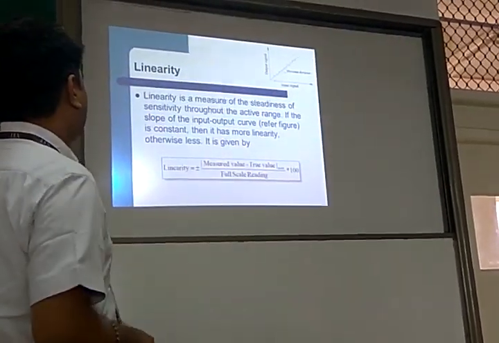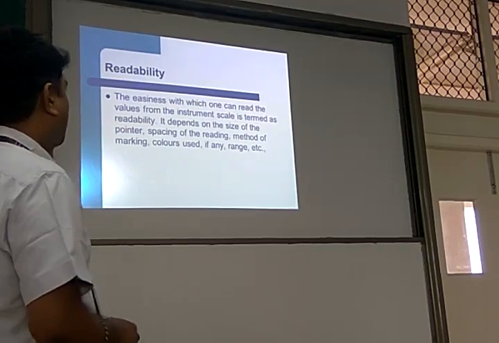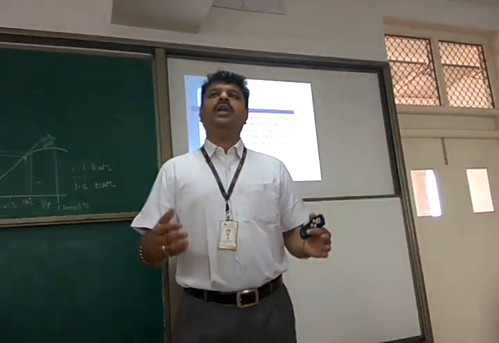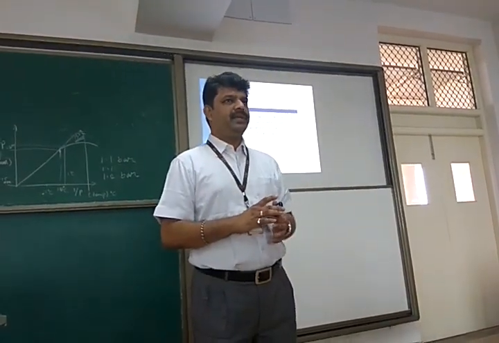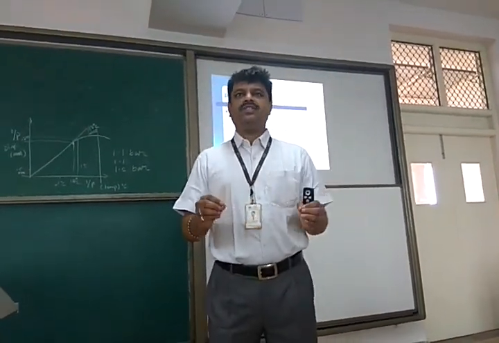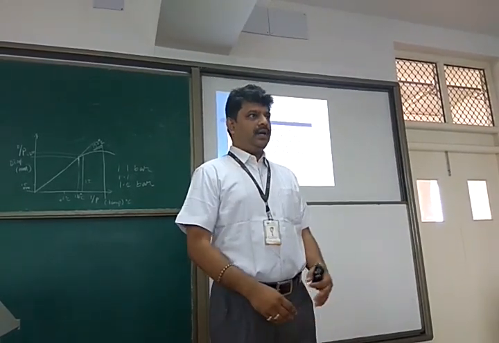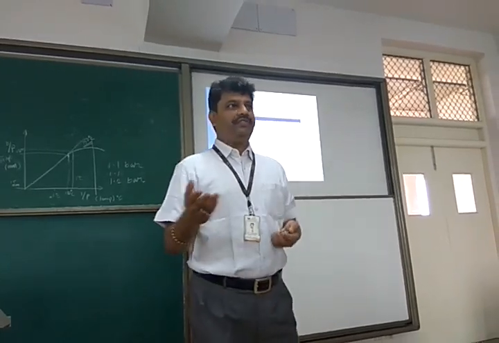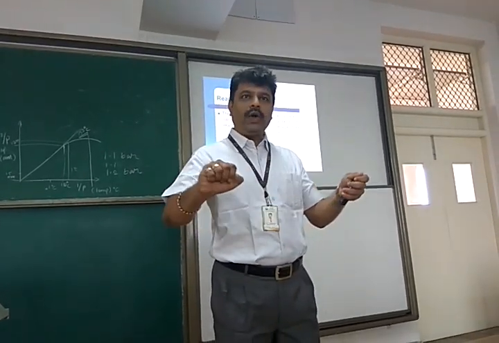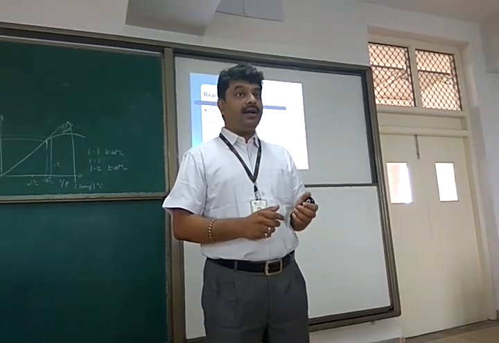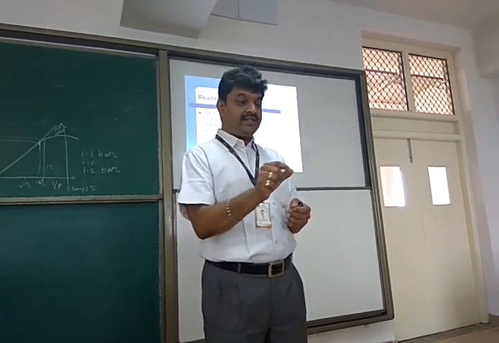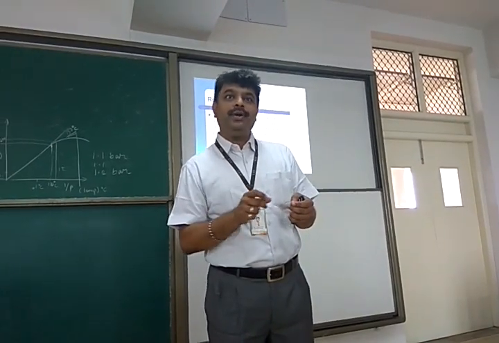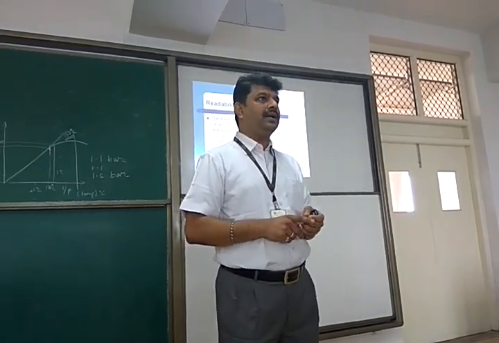So this is linear. Readability is a very easy term. It is the easiness with which one can take a reading from the instrument. Take the vernier caliper, for example. If you have used a vernier caliper, you move like this and then take the reading. Earlier, there is a main scale and a vernier scale, you have to take this reading and that reading, and compute the least count.